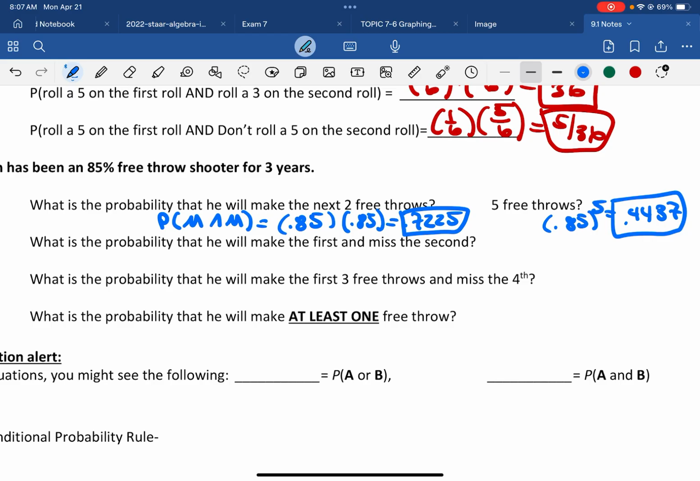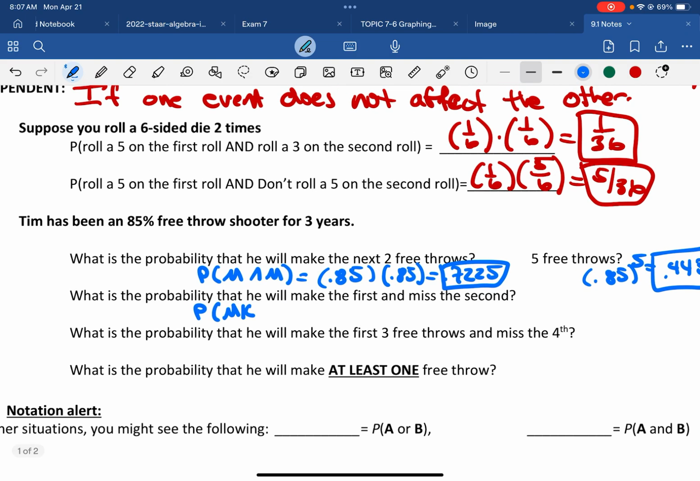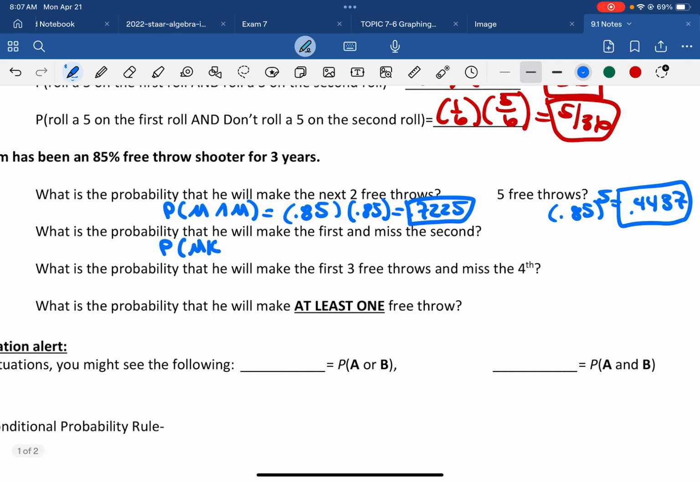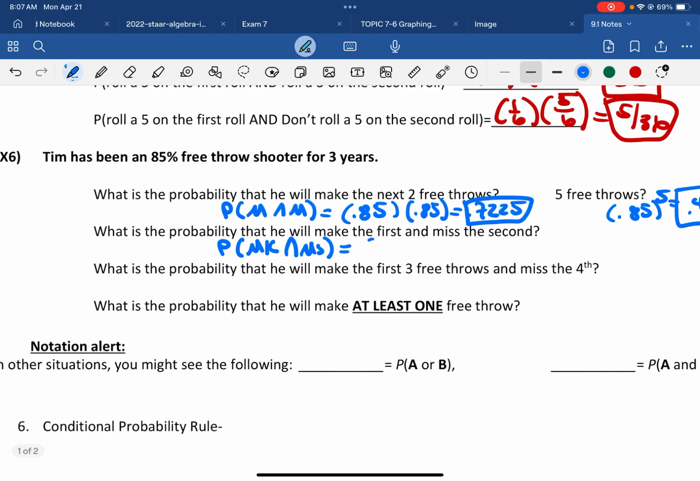Okay. Next one. What's the probability he makes the first and misses the second? Well, probability make, I'm going to use a little different notation, and miss. Make is 0.85, miss is 0.15, multiply, and you get 0.1275.